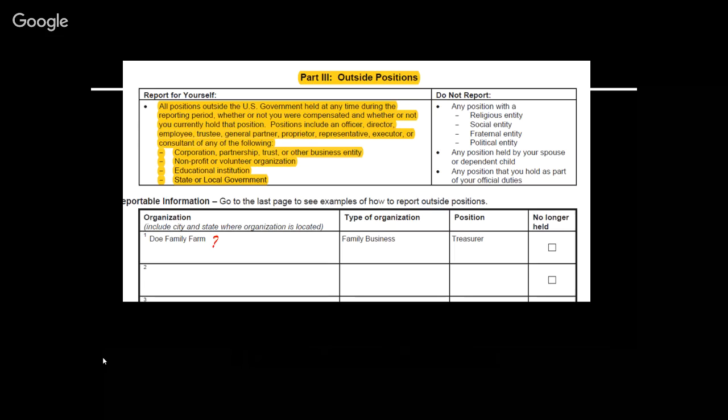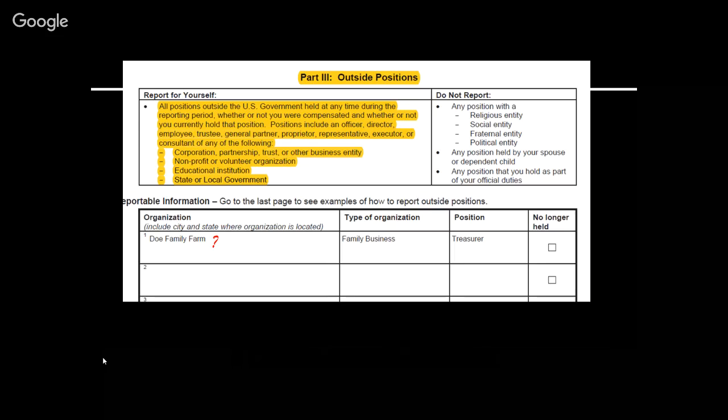And with Doe Family Farm, we have a question mark about whether or not the farm itself would present a potential conflict of interest for the employee. Again, we don't know for certain whether, as treasurer of the farm, the farm maybe seeks government subsidies or seeks things from other government agencies. So that would be a question mark and something to flag for the ethics office to take a look at.